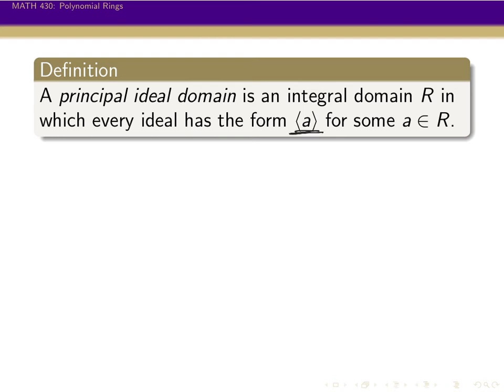So every ideal can be written as a times all the elements of the ring. Just recall that this ideal generated by a is aR, where r is ranging through all the things in, not the real numbers, the ring. And so for a principal ideal domain, every ideal can be written in this form in some way.